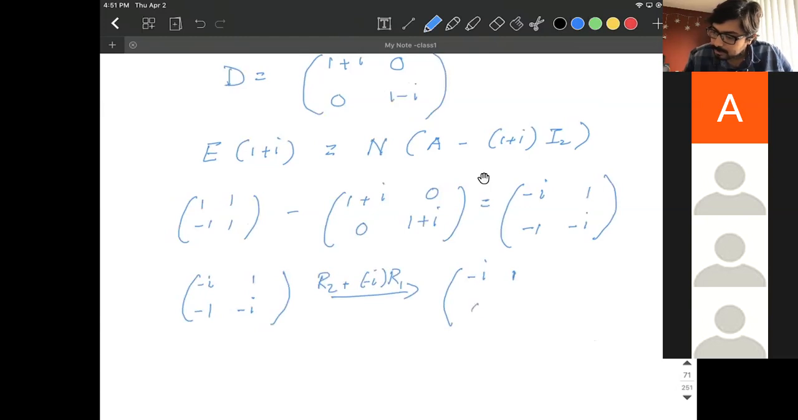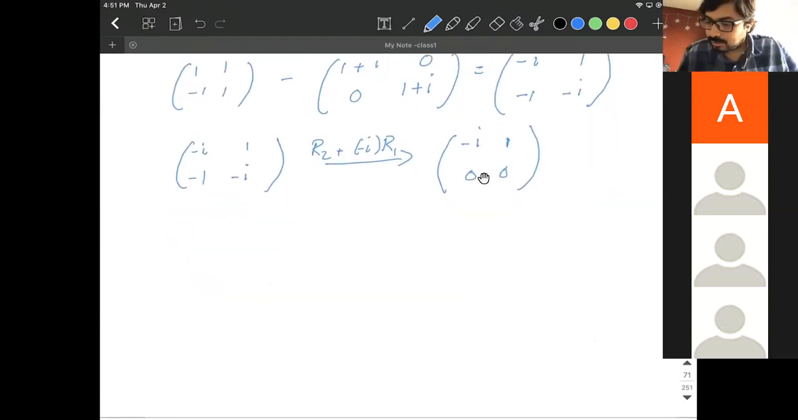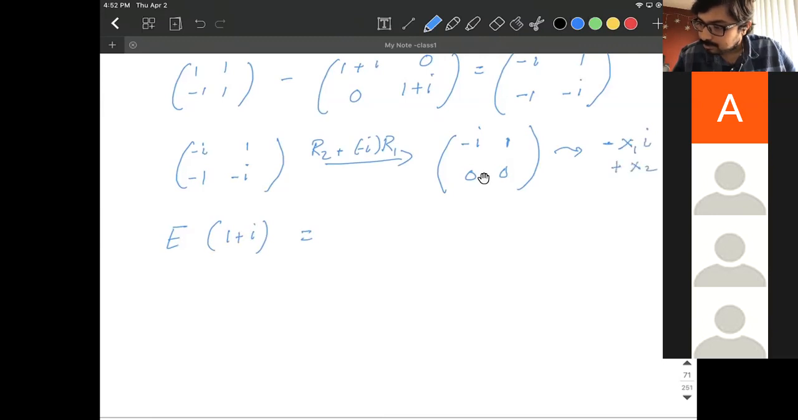The first row remains unchanged and the second row is 0, 0. So hence, now you can compute that E of 1 plus I. So this is simply, so what do you have? You have here, so I'm doing things a little bit quickly. So minus x1 times I plus x2 equals 0.